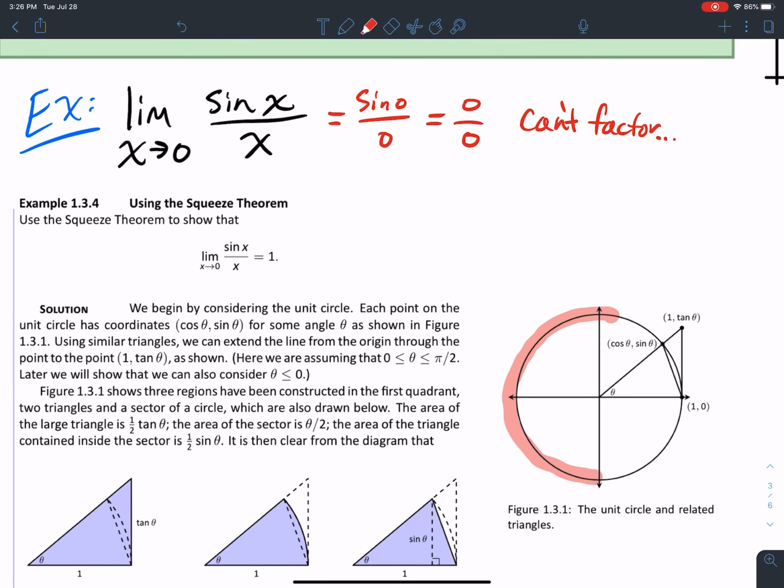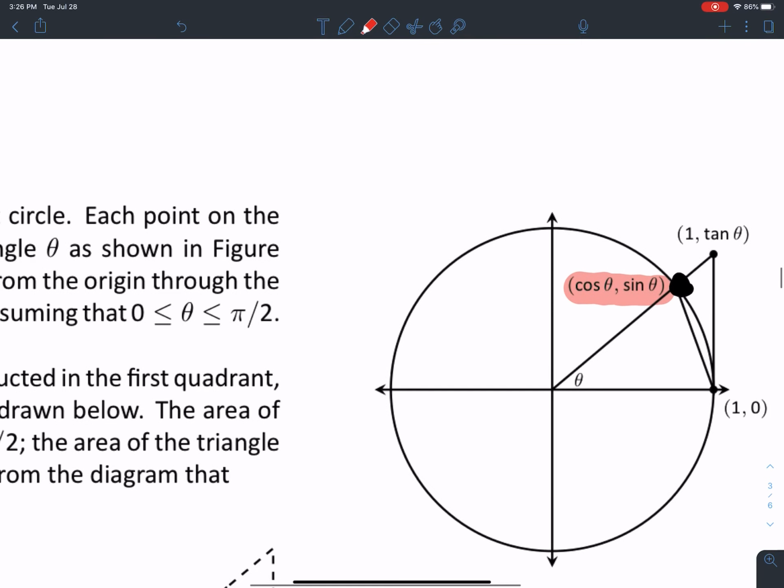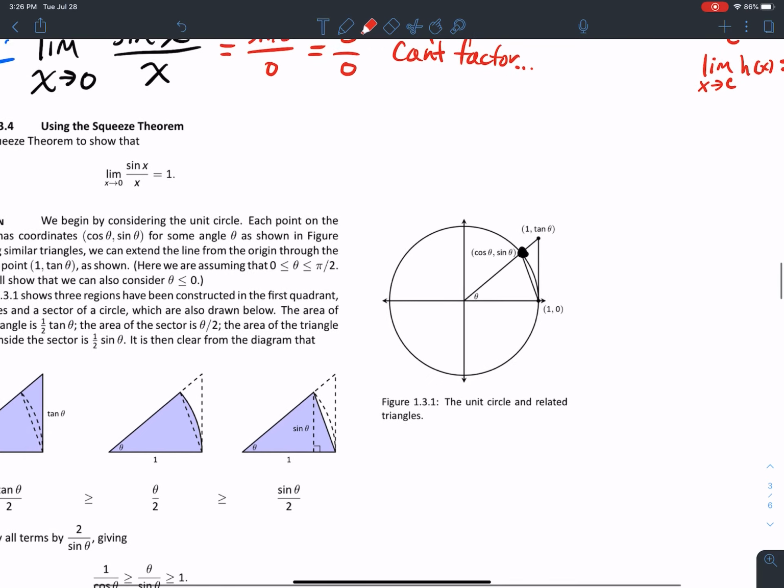On the unit circle, every point on the unit circle is a distance of 1 from the origin, right? Okay, now what else do I know about the unit circle? Every point on the unit circle is defined by cosine theta comma sine theta, okay? So any point on the circle is defined by that. So what I'm going to do is I'm going to set up 3 triangles, and we're going to show through area that this inequality holds, okay?